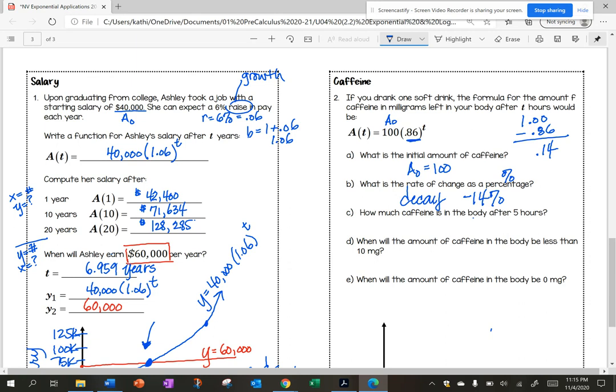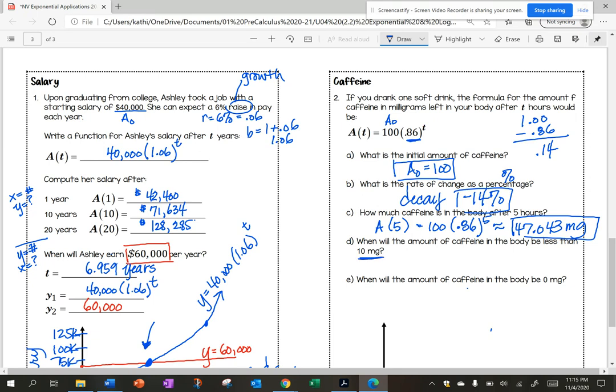How much coffee is in the body after 5 hours? So I would substitute in t equals 5. So A at t equals 5 is 100 times 0.86 to the 5th. And this is about 47.043. And my units are milligrams. When will the amount of caffeine in the body be less than 10 milligrams?